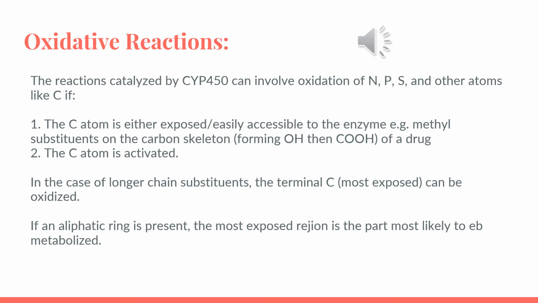Now, a second type of carbon oxidation can be when the carbon atom is activated. In the case of a longer chain substituent, the terminal carbon most exposed can be oxidized, meaning the carbon at the end of the molecule, the one that can directly go and attach to the site of the CYP450, can be exposed and thus can be oxidized. If an aliphatic ring is present, the most exposed region is the part most likely to be metabolized.